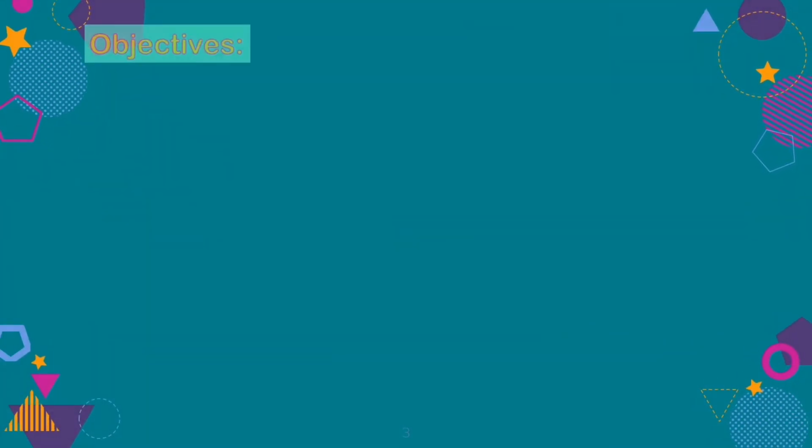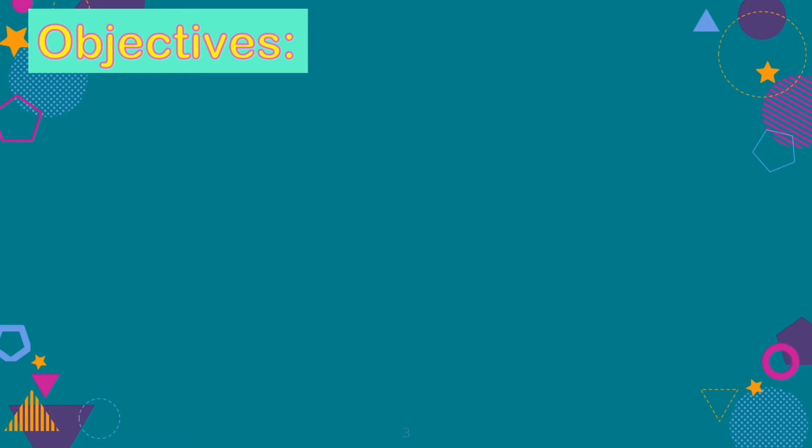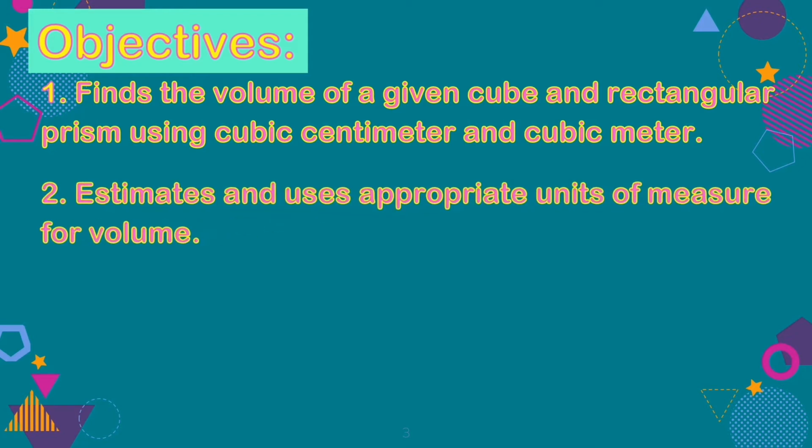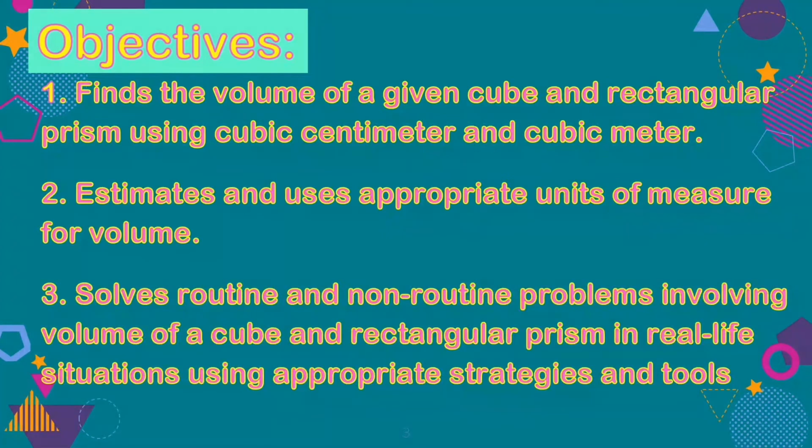Objectives for our topic are: number 1, finds the volume of a given cube and rectangular prism using cubic centimeter and cubic meter. Number 2, estimates and uses appropriate units of measure for volume. Number 3, solves routine and non-routine problems involving volume of a cube and rectangular prism in real-life situations using appropriate strategies and tools.